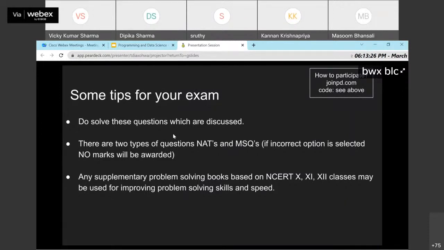It may be that one option is also correct, so at least one option will definitely be correct. So you have a 1 by 4 probability of getting the correct answer, and if it is 2, then you have a probability of 2 by 4, which is half, right? If it is 3, then again 3 by 4. So this is the trend, but do not end up choosing incorrect options, because you will lose all your marks.